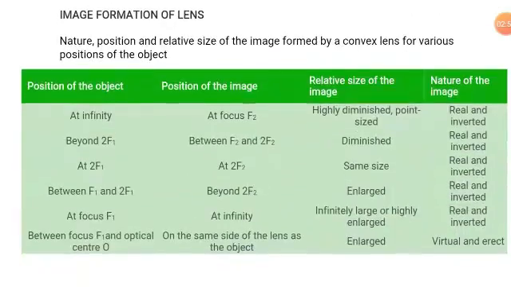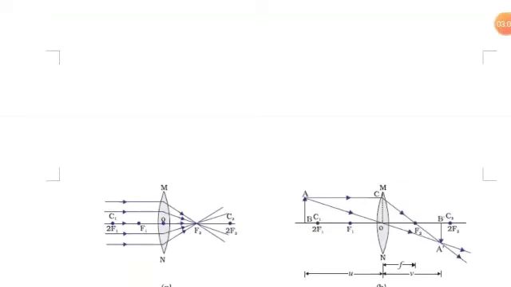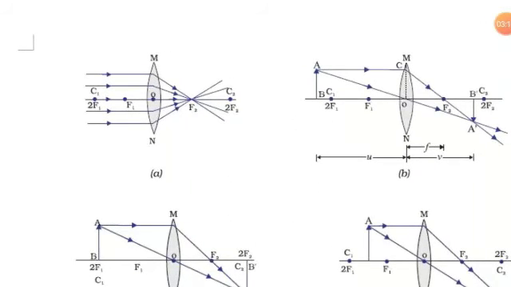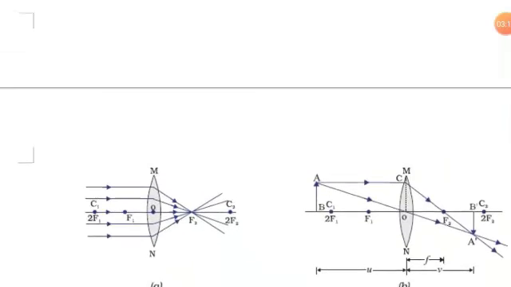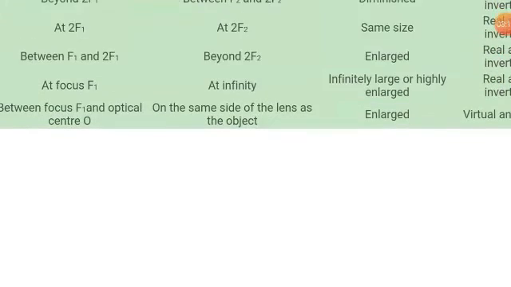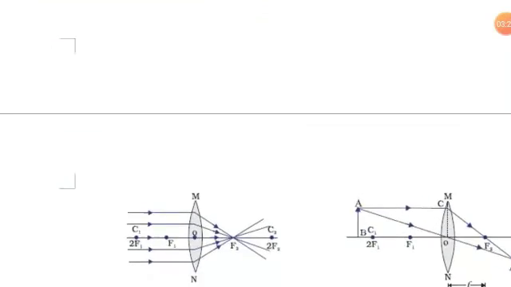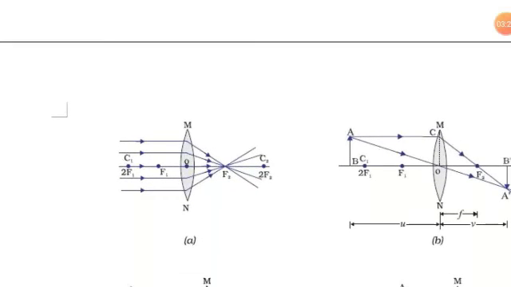Now we are going to see the position of the object, the image, its size and the nature of the image. These are certain cases. If the object is at infinite distance, where will the image be formed? On the other side at F2, at the focus, and the image will be highly diminished, or you can say point size.